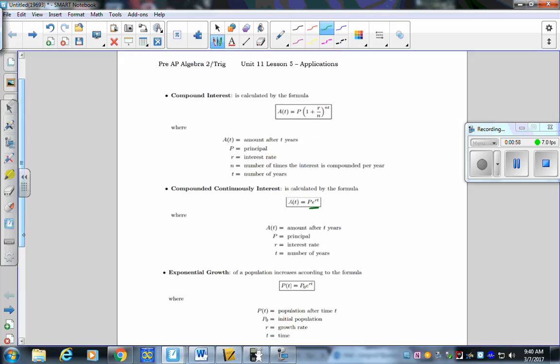In most cases, we are going to be solving for a variable in an exponent, which is why we are doing this during this unit. We can plug in any number and solve for our amount after t years just by typing that in, but it's going to be a little more interesting when we're solving for the interest rate or the time. So let's take a look.